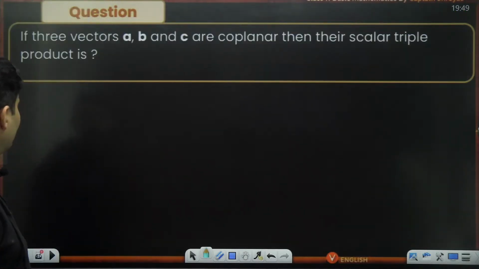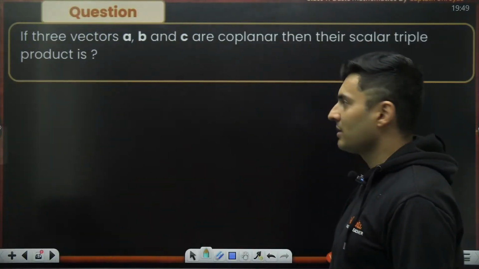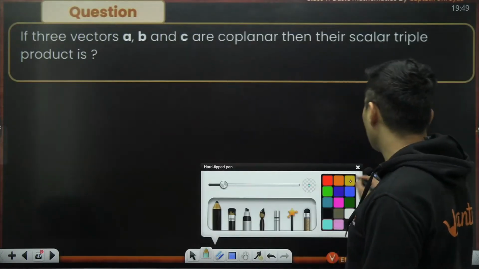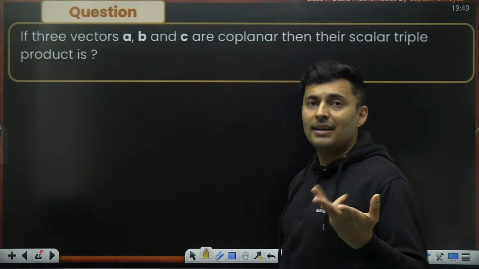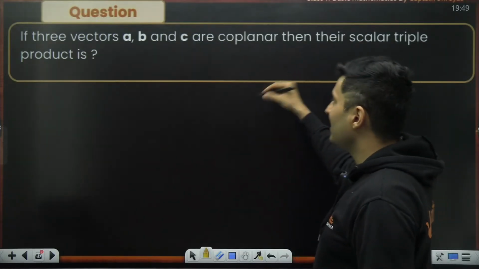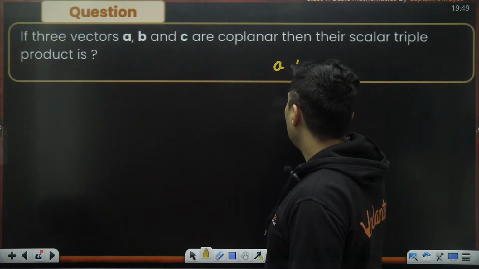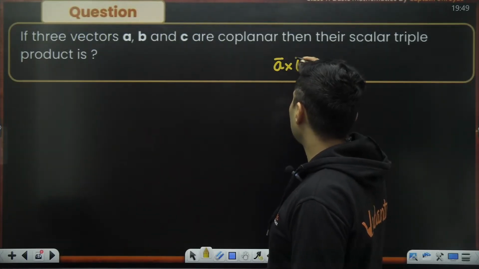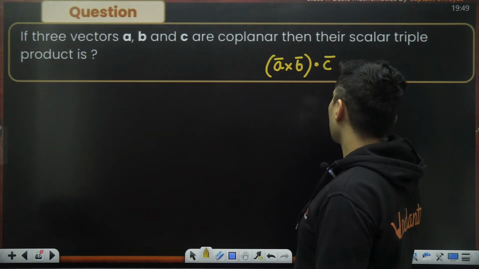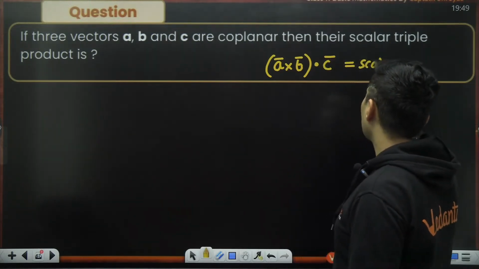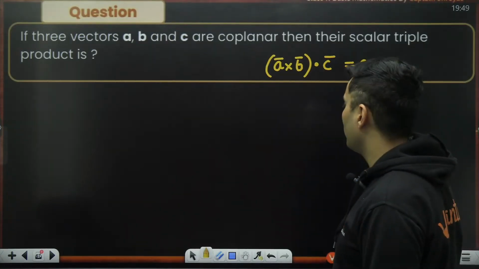This is also very interesting. If three vectors A, B, C are coplanar, then their scalar triple product is how much? First of all, what is scalar triple product? Triple means 3, 1, 2, 3. Scalar triple means the outcome is a scalar, and that can only happen like this. A, B, you basically cross multiply, and then take the dot product with that vector. The answer will be a scalar. That is why it is called scalar three numbers product, scalar triple product.